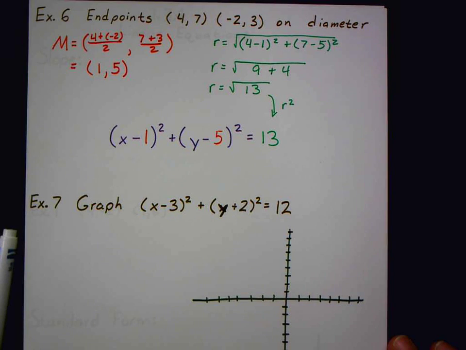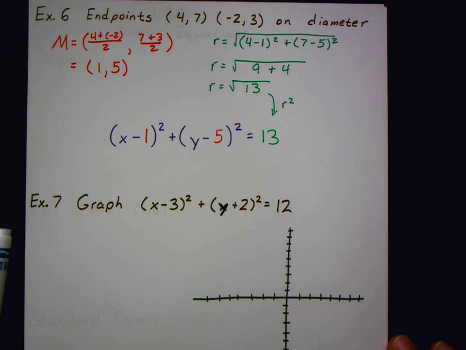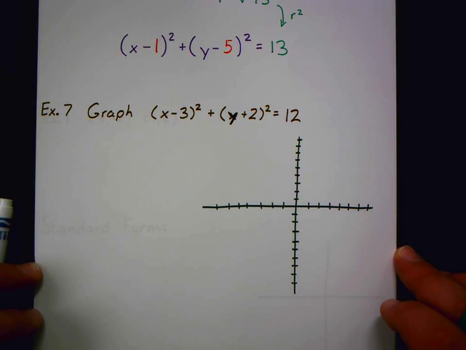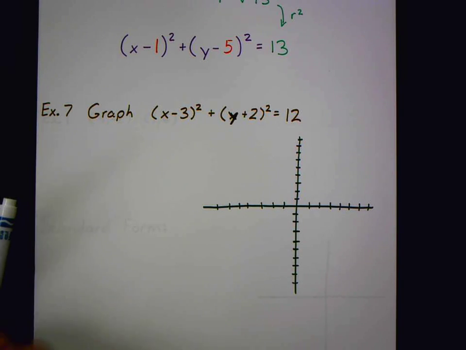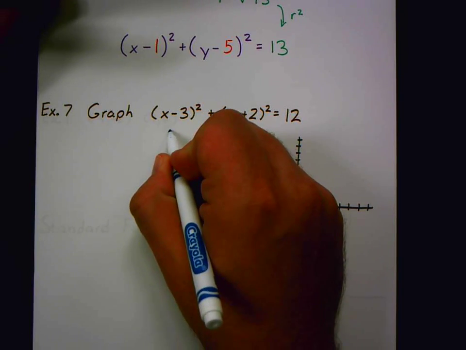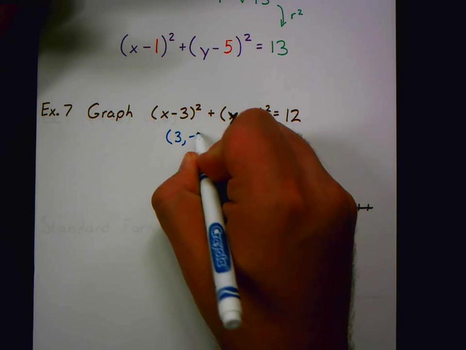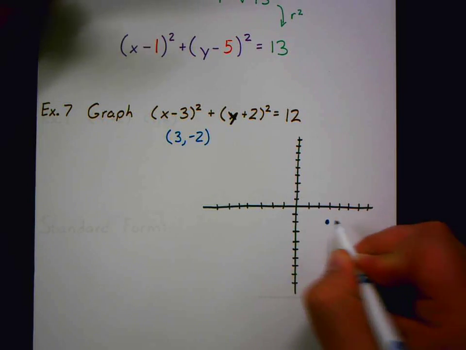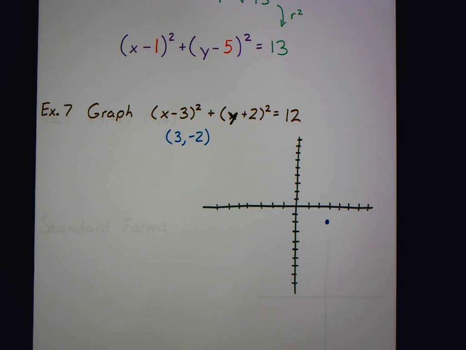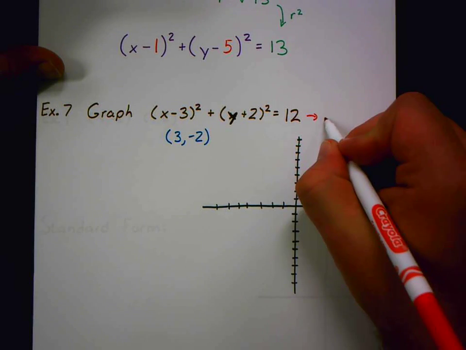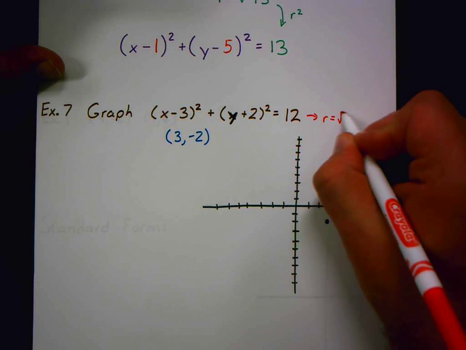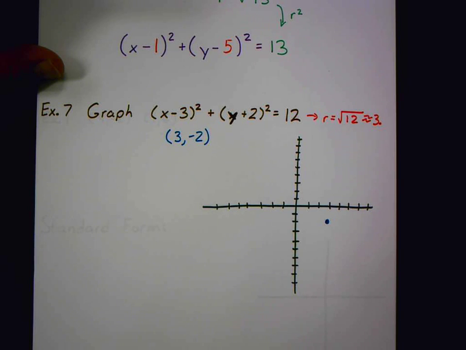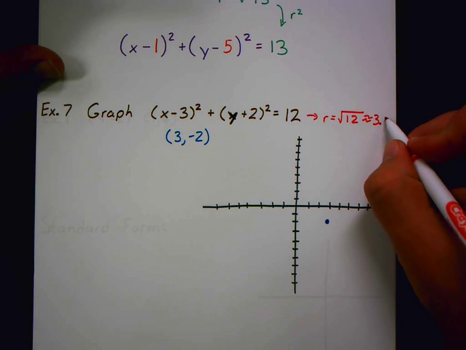Okay, last one, just wanted to graph. Okay, so taking from this, what's my center? 3, -2. So there's my center. What's my radius? Close. Square root of 12, which is about 3 point something, right? It's going to be close to 3.5.